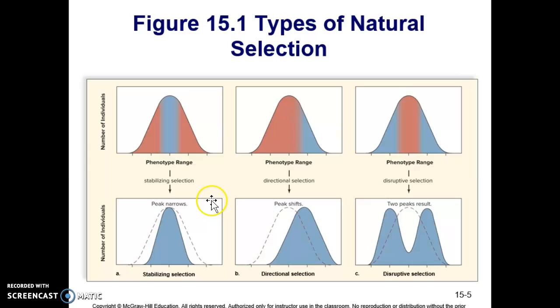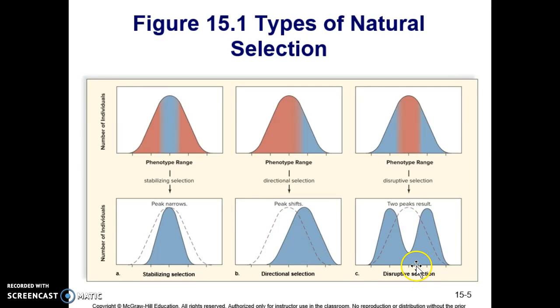Stabilizing selection means that the peak narrows, it kind of gets slurped in, and there's even fewer at the extremes. Do you see that the extreme little and big, and this is all general, is now being pulled up to the top? Directional means you shift to the left or the right, kind of like the height thing, right? Maybe it used to be the average was over here, and now we've shifted over time and become taller. I shouldn't say we've become taller, because that's not really how it works, right? But over time, our offspring have become taller.